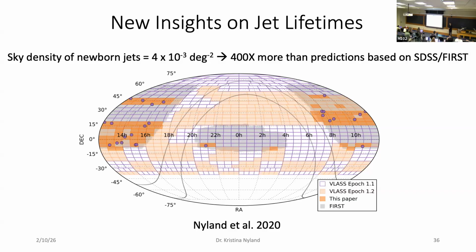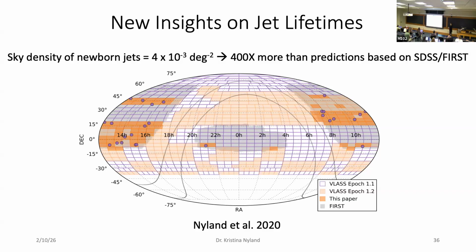If you think about how many we would expect, SDSS and FIRST found about 1 radio loud quasar per square degree. You assume the sources typically live to be about 1 million years, and you ask how many we would have caught within 10 years of switching on. We actually find that this sky density is 400 times more than we would expect based on that. So that tells you that there's something wrong about those assumptions.